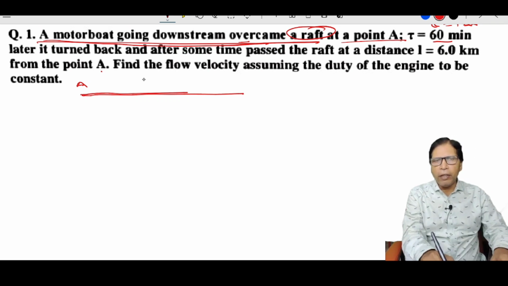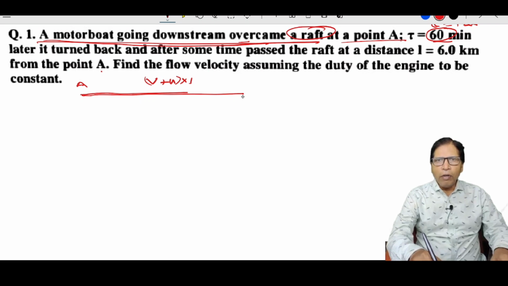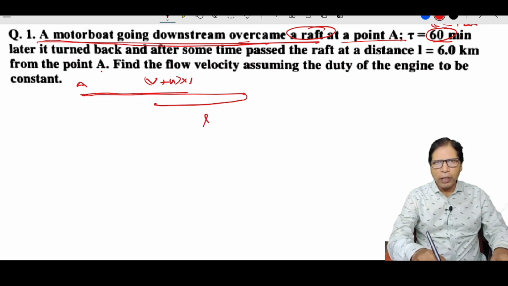So the distance traveled by the motorboat in 1 hour: suppose v is the velocity of the motorboat and u is the velocity of the stream. So the distance traveled by the motorboat is (v plus u) into time 1 hour. Look at this, 60 minutes means 1 hour. Now after this, the motorboat turns back. After some time, that is after the time t, the motorboat meets the raft. This is the position of the raft.